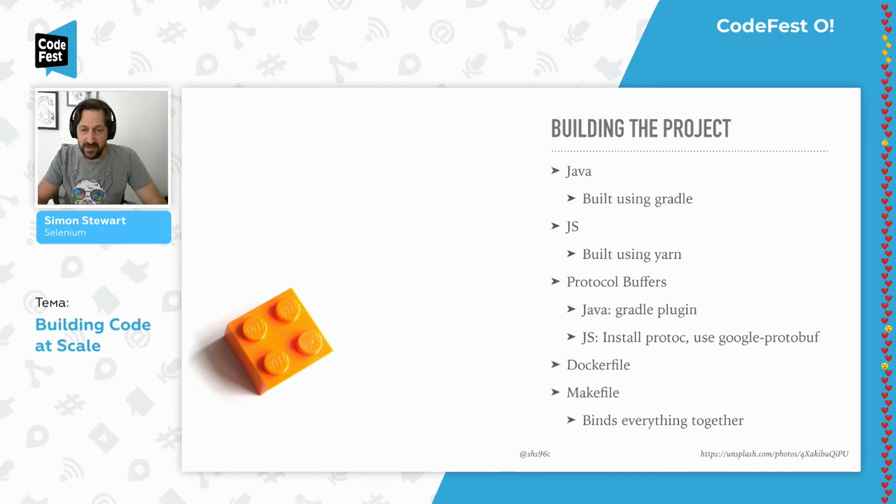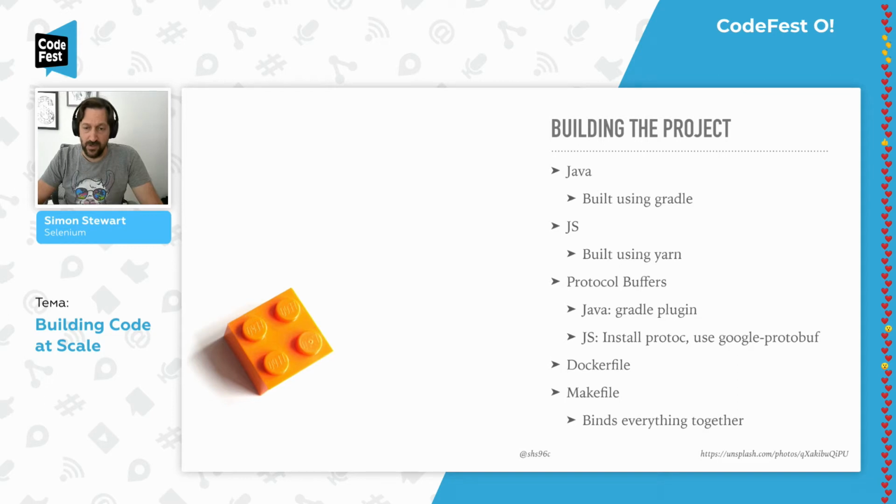Again, nothing particularly interesting there. There is one quirk, which is that we need to ensure that the same version of protocol buffers is being used in both the Java and the JavaScript code, but that isn't that hard to maintain, and you can do the pinning pretty easily. The Dockerfile, clearly you build Dockerfiles using Docker, right?